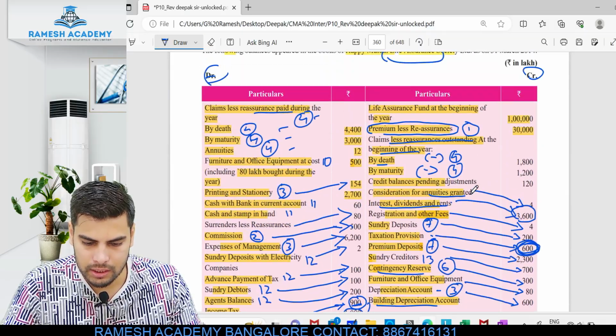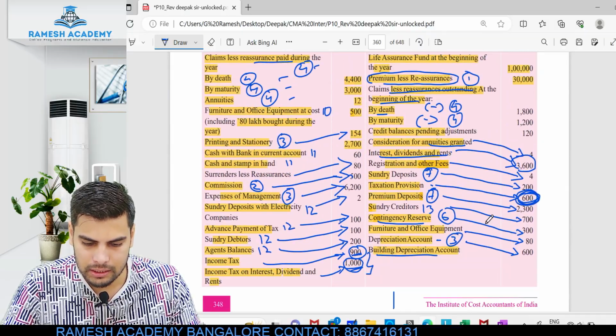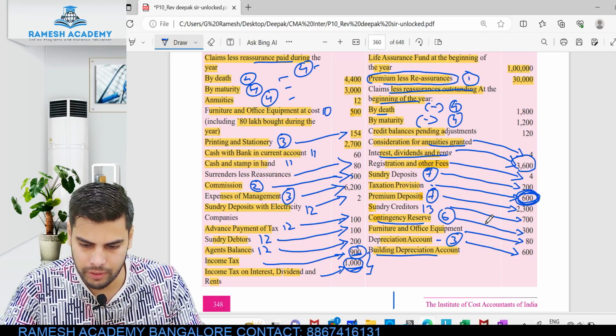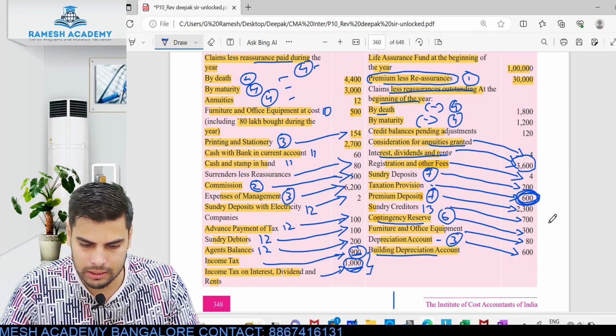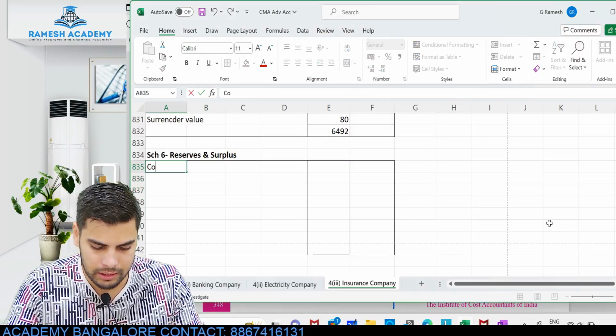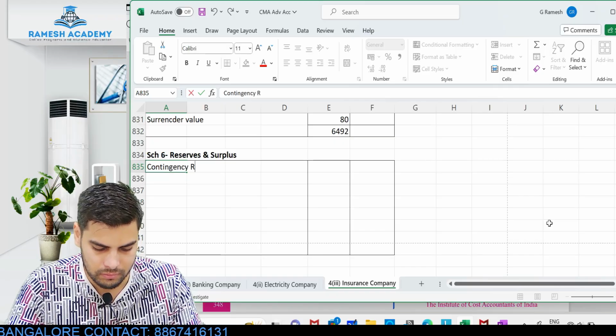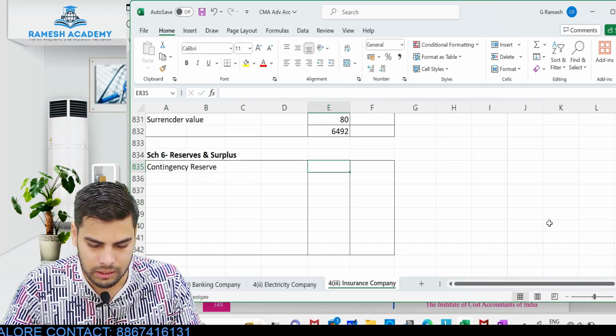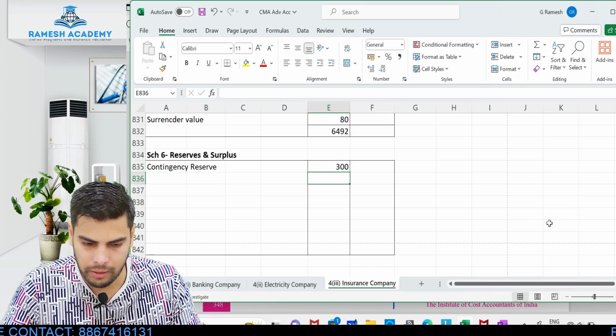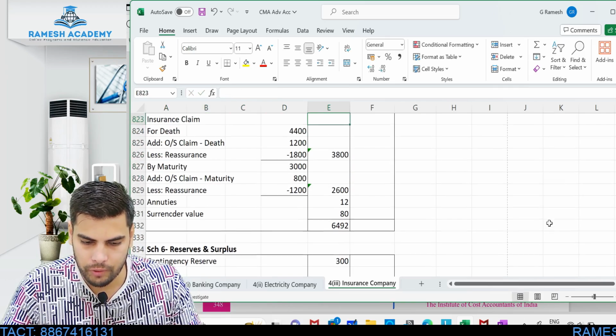So 5, 6, here it is. Contingency reserve we have got to the extent of 300. Okay, so we have got contingency reserve to the extent of 300. I'll just be writing the same. Contingency reserve 300.